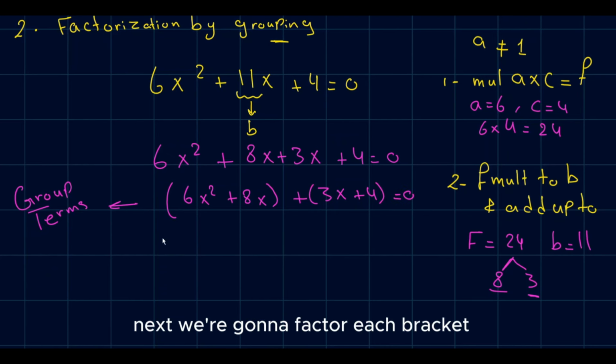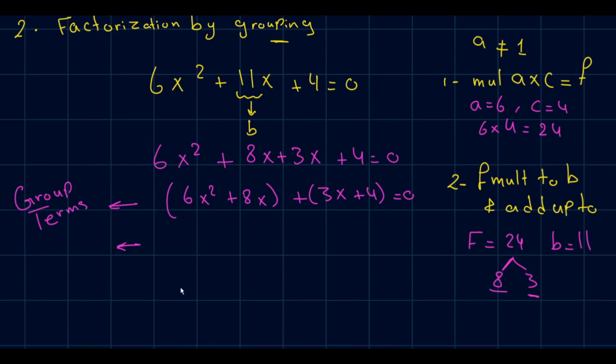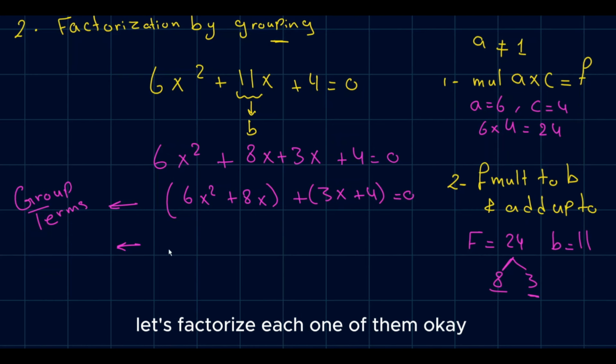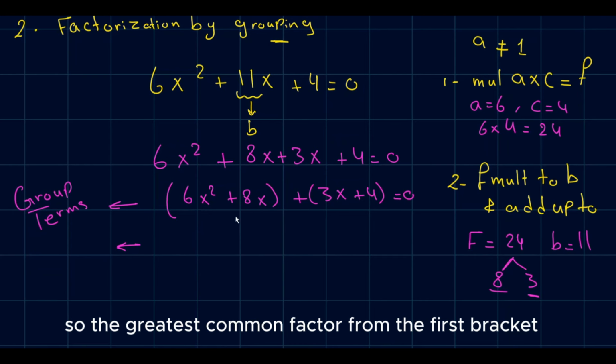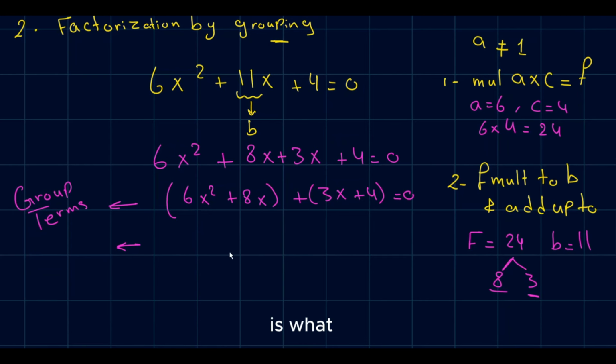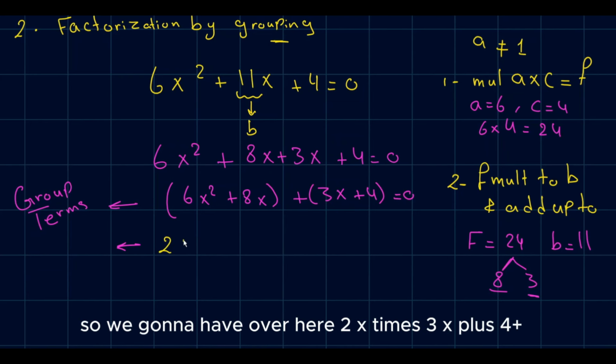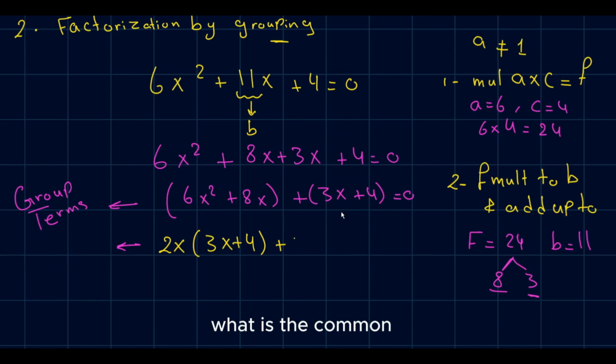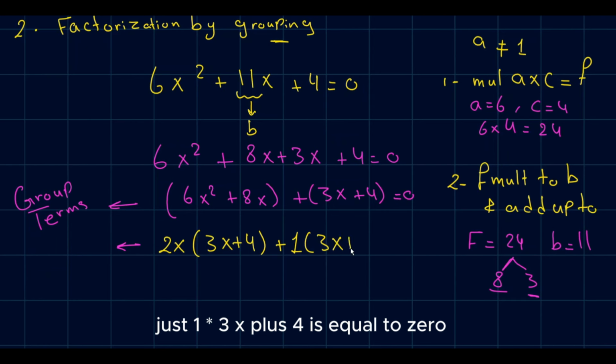Next, we're gonna factor each bracket. The next step is very critical because it will define for us another new common factor. Let's factorize each one of them, okay? So the greatest common factor from the first bracket is what? It's 2x. So we're gonna have over here 2x times 3x plus 4, plus, what is the greatest common factor in the second bracket? Just 1 times 3x plus 4 is equal to 0.